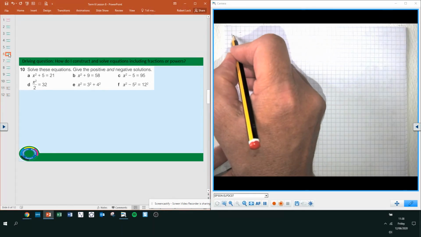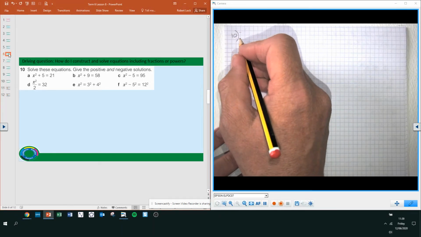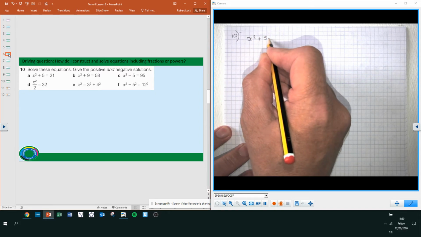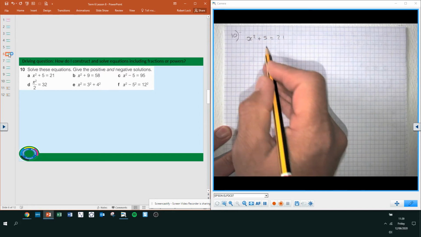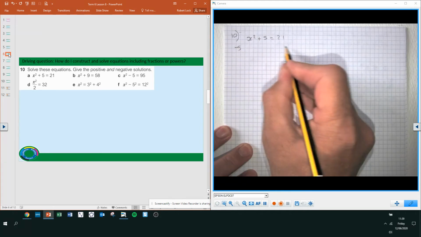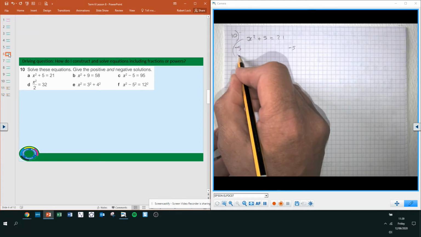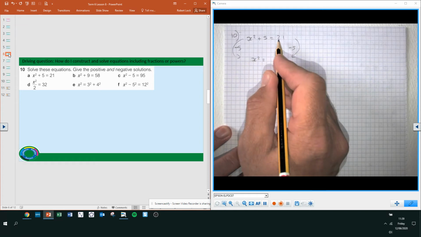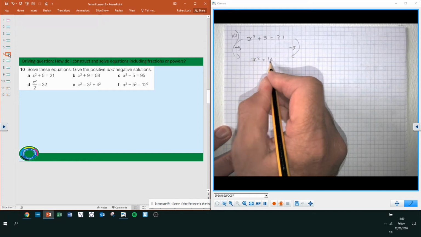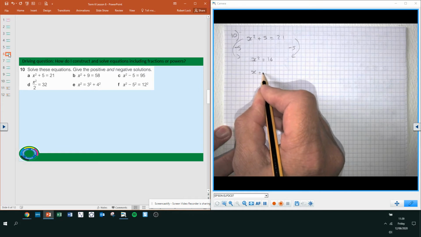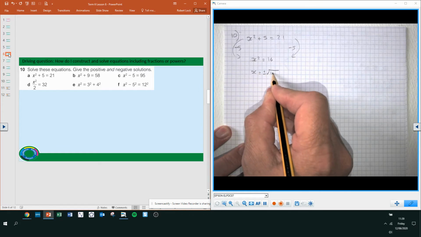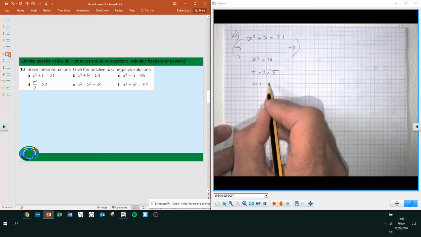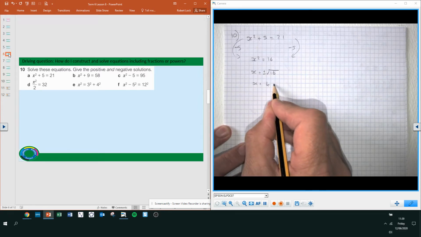So 10 a. x squared plus 5 equals 21. To get rid of the 5, minus 5 both sides. So we end up with x squared equals 21 take away 5, which is 16. So x equals the plus or minus square root of 16. Square root 16 is 4, so x equals 4, or minus 4.